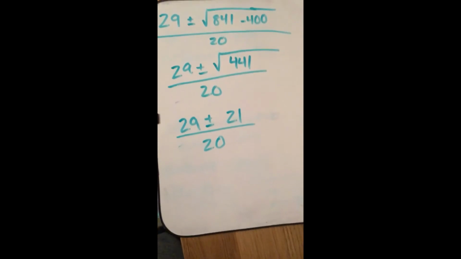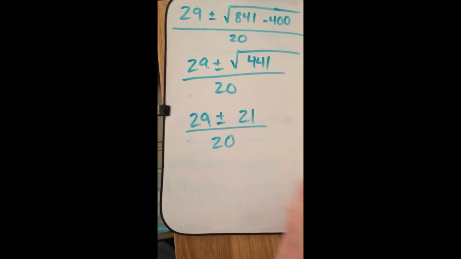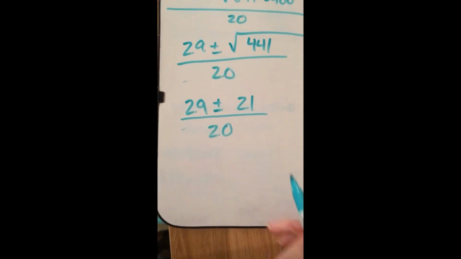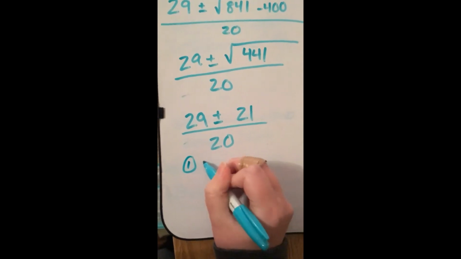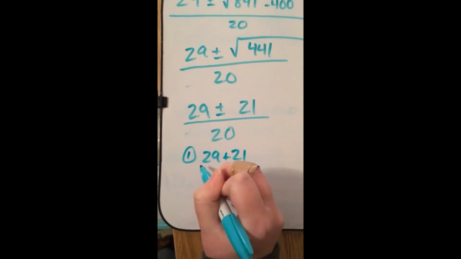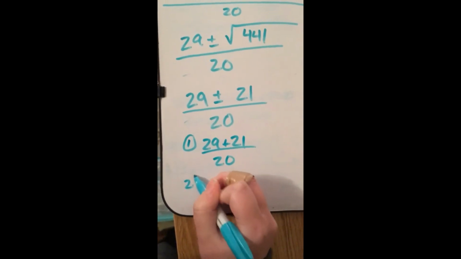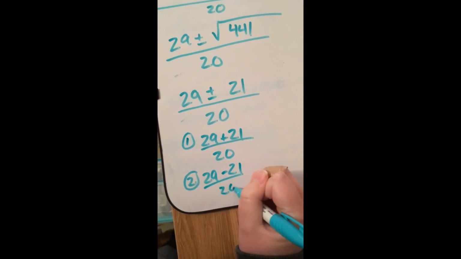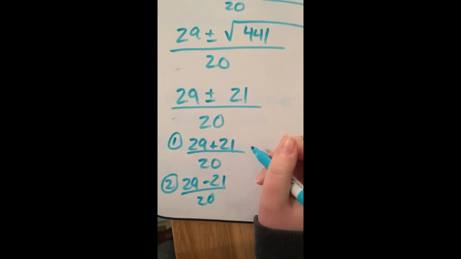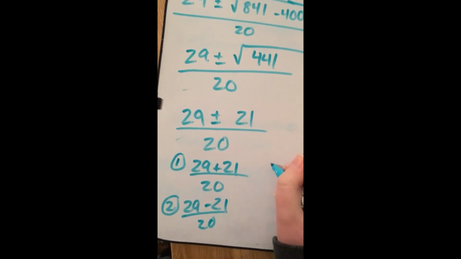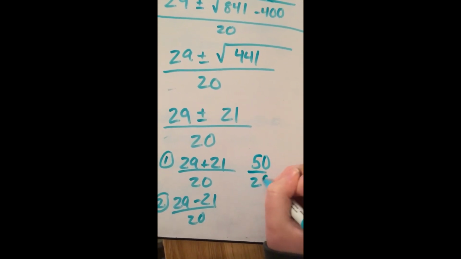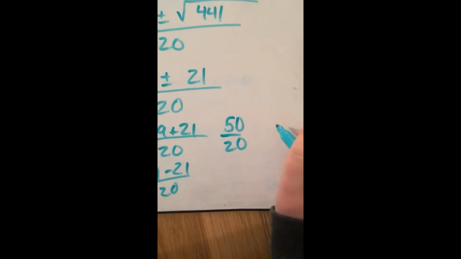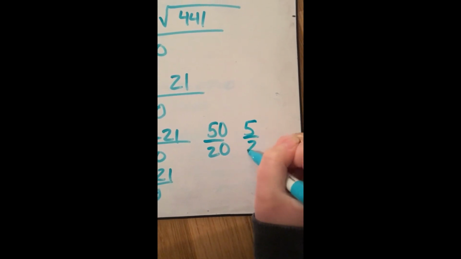Alright, so once we get to this step, there's nothing more to simplify in here. So this is where we're going to split off to find the two solutions. So we're going to do 29 plus 21 over 20 and 29 minus 21 over 20. So 29 plus 21, that's going to equal 50 over 20. On Delta Math, it wants you to simplify it. So the most simplified form of this fraction is 5 over 2.